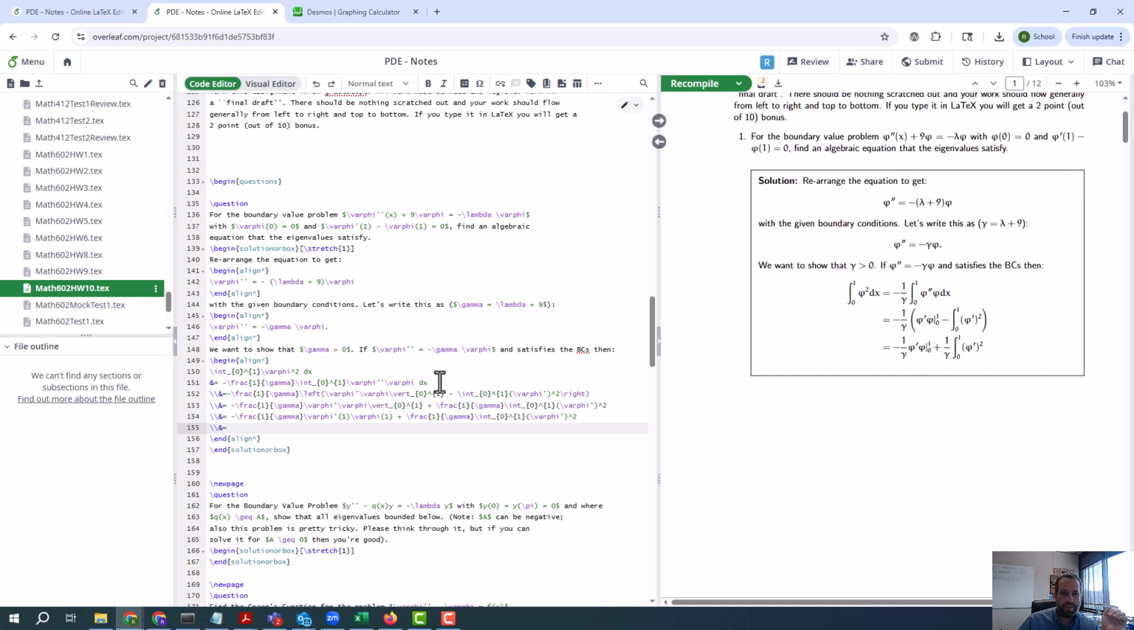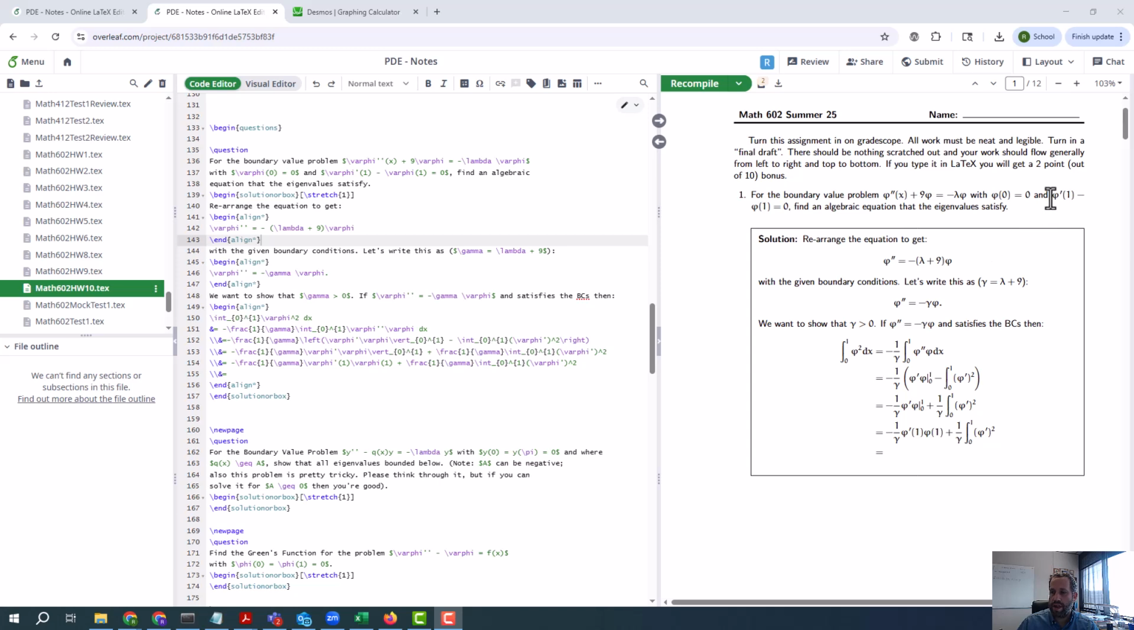Okay, and now we're going to use the fact that, okay, we know that phi prime of 1 minus phi of 1 is equal to 0. So in other words, phi of 1 is equal to phi prime of 1. So this is now minus 1 over gamma, and I'm going to write this as phi prime of 1 squared, and then plus this.